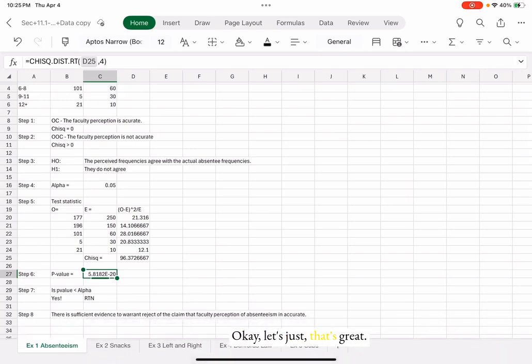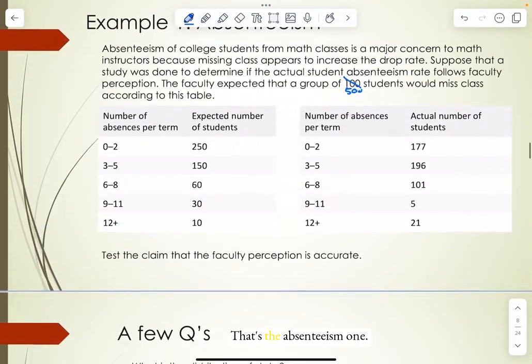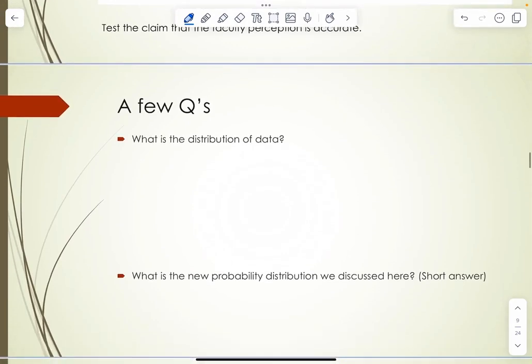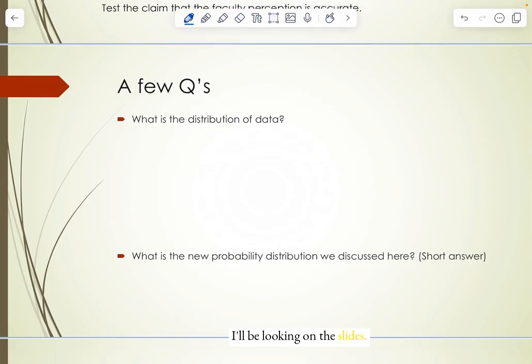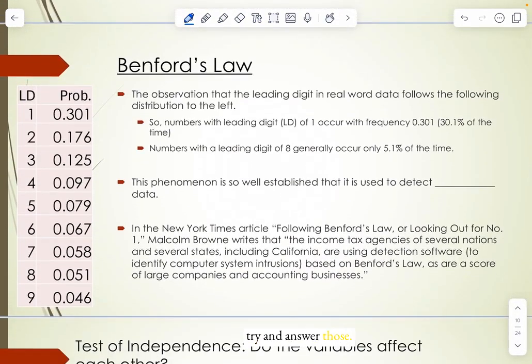Okay, that's great. So that's the absenteeism one. The faculty perception is not accurate. At this point, fill out these questions, please. I'll be looking on the slides. If these questions are not answered, you will lose points. Try and answer those.